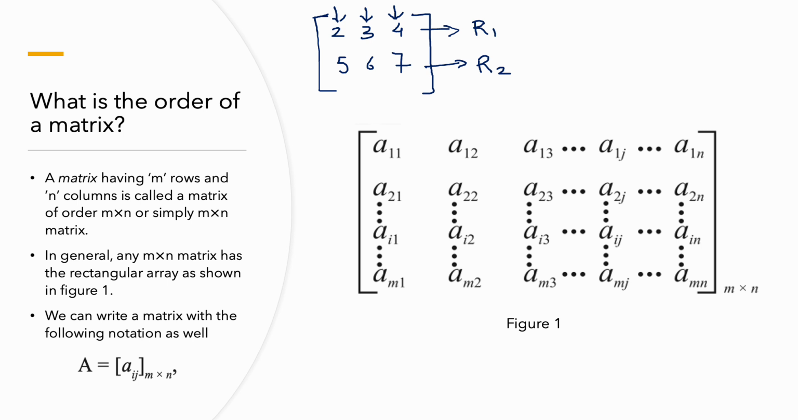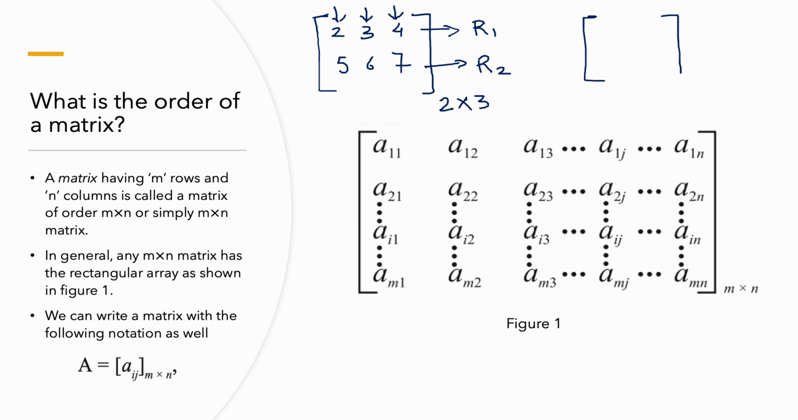We have to write the order of the matrix at the bottom right of these brackets. First of all, we write the number of rows, which are 2 here, times the number of columns, which are 3 here. So this particular matrix is of the order 2 times 3. Every time you have any matrix, you have to write its order, and the order will be given by the number of rows times the number of columns.